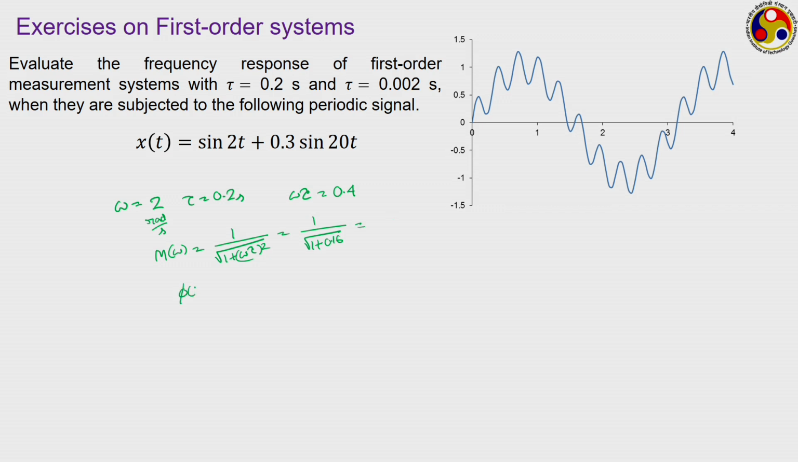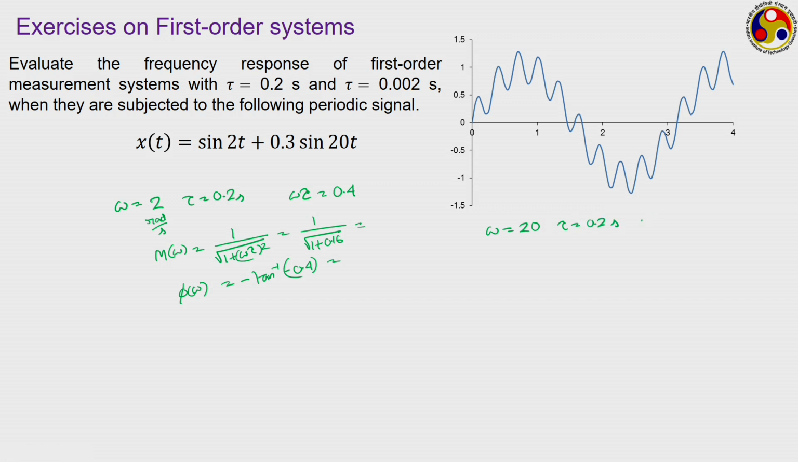Similarly, phi omega, or phi of omega tau, will be equal to minus tan inverse 0.4. So we will be getting the value corresponding to this, some value in radian or degree will be coming out, with a minus sign here. Whatever we are going to get will give you the signal corresponding to this sin 2t.